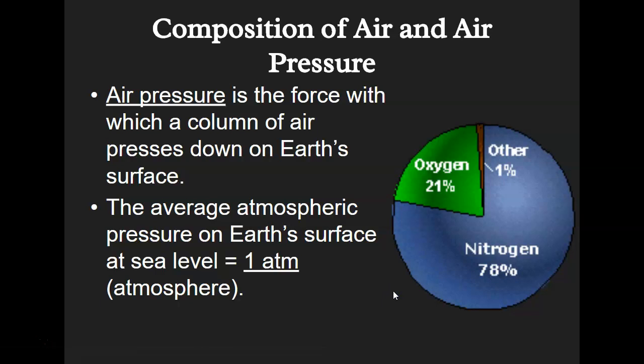Air pressure is the force with which a column of air presses down on Earth's surface. The average atmospheric pressure on Earth's surface at sea level is equal to 1 atmosphere, 1 atm.